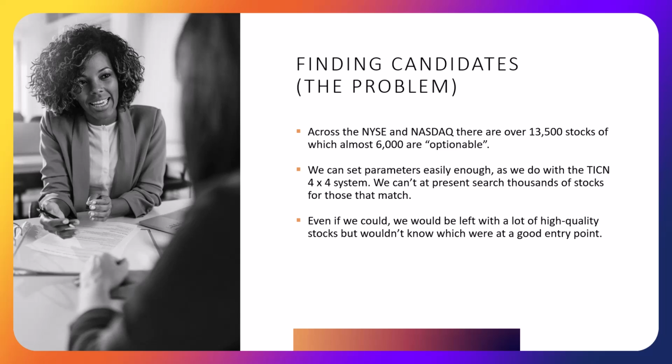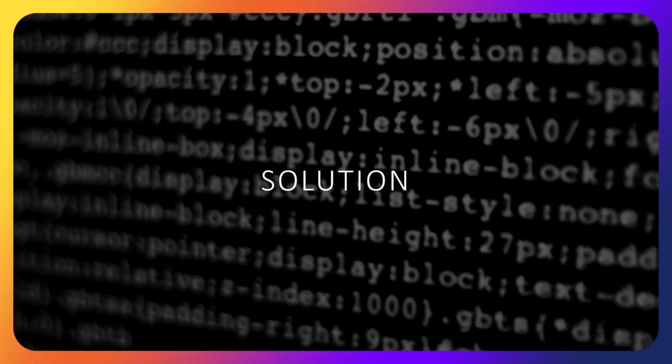And of course, we've got the very successful TICN 4x4 system, but I also got a very professional set of parameters from a professional fund trading organization. So I'm using both. But even if we could just apply those parameters, there's a real problem. If you talk to any of the AI platforms, ChatGPT or whoever, you'll find it's not going to let you go through 6,000 stocks to actually find what you're looking for. So we need another approach. And thankfully, I have found a solution.